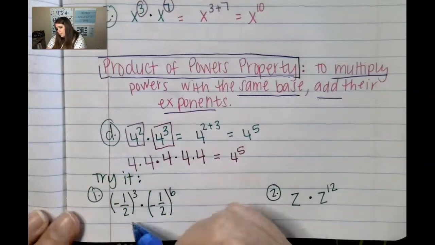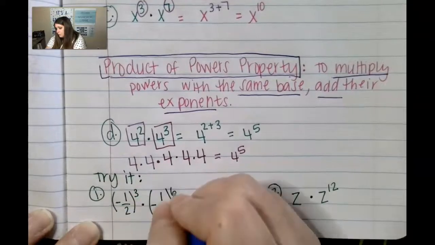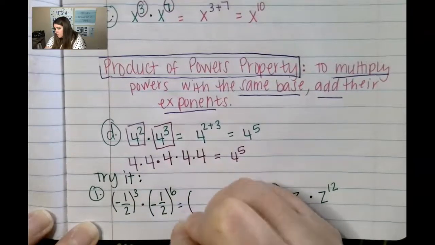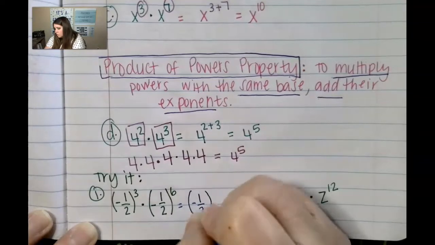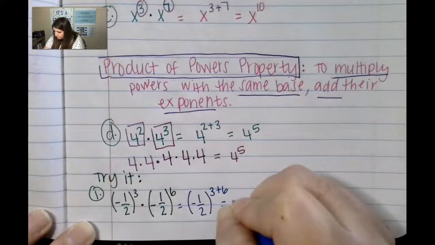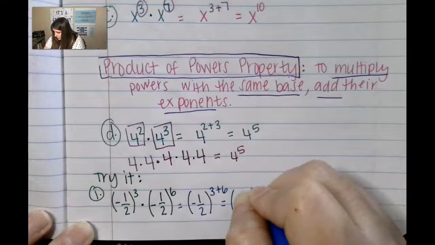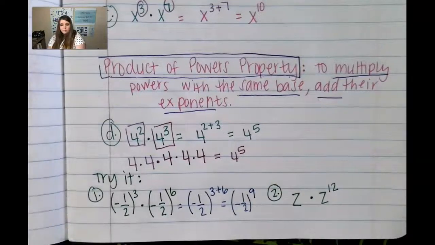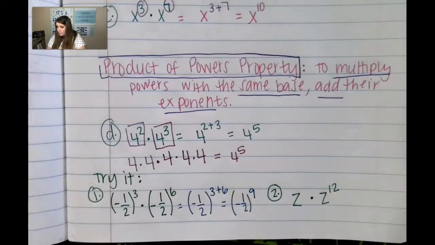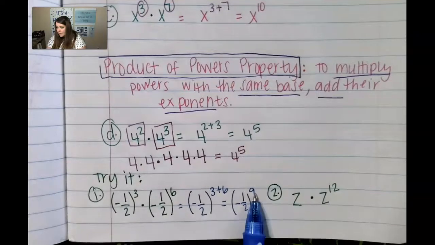All right. This is the same thing as saying negative 1 over 2 to the power of 3 plus 6. Or I have negative 1 half to the ninth power. So again, this is 3 times, this one 3 times. So when I count up how many negative 1 halves I have, I end up with 9 of them.